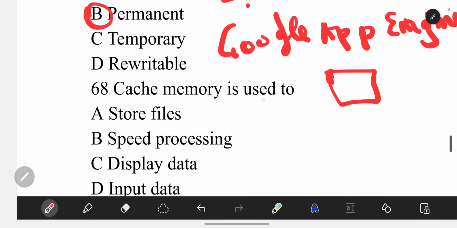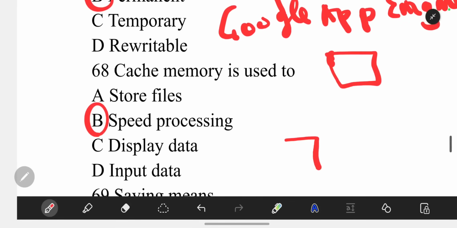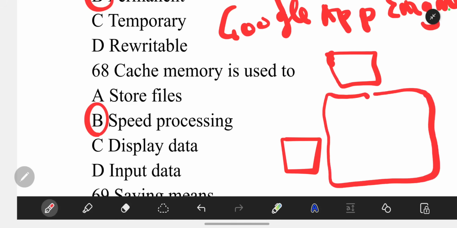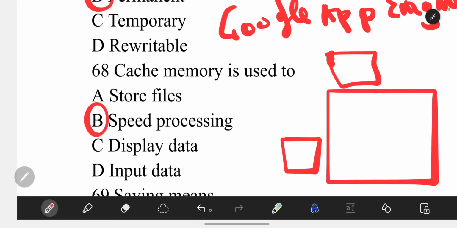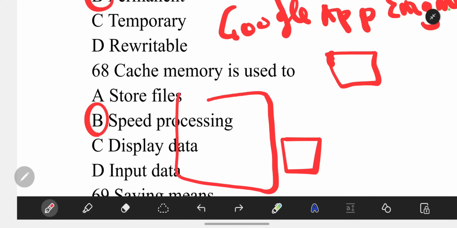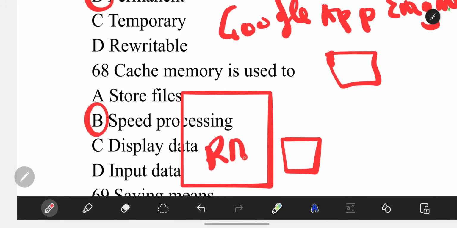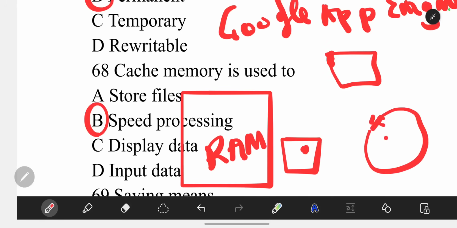Then cache memory is mainly used to speed up processes. For example, if you look at where we have something like this, this could be cache memory. Let's say we have something like this. This is a RAM. So the smaller one is cache. Then here we have the CPU, just as we said. So the cache is going to improve access time by reducing the amount of time needed for frequently accessed apps. So it speeds up the processing.